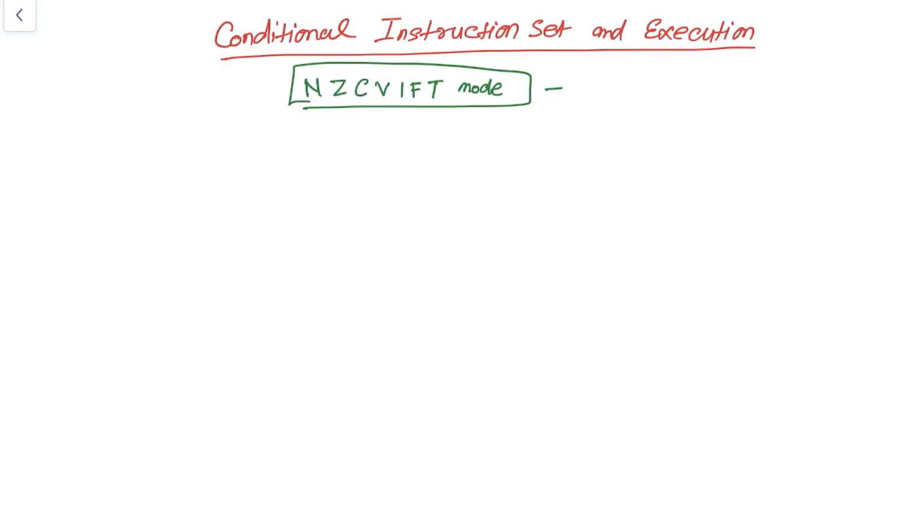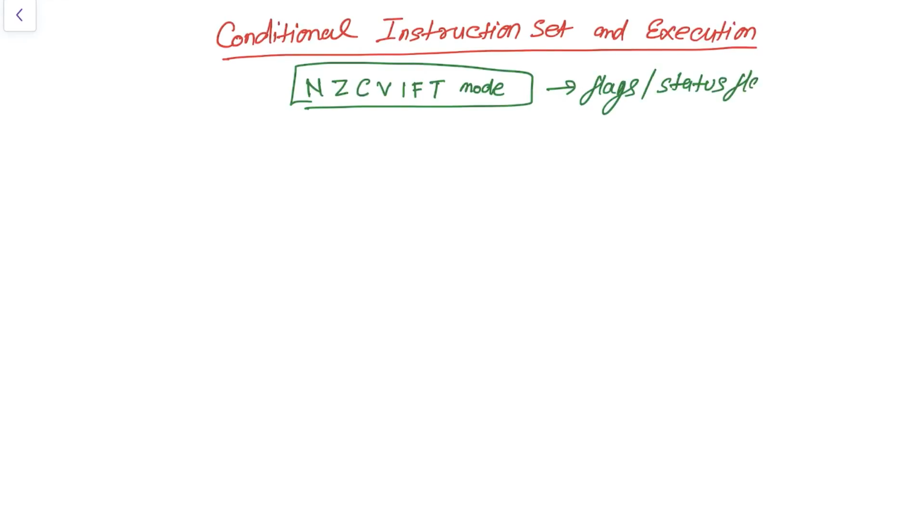According to these flags, or you can say status flags, if an instruction gets executed, then those types of instructions are known as conditional instructions.